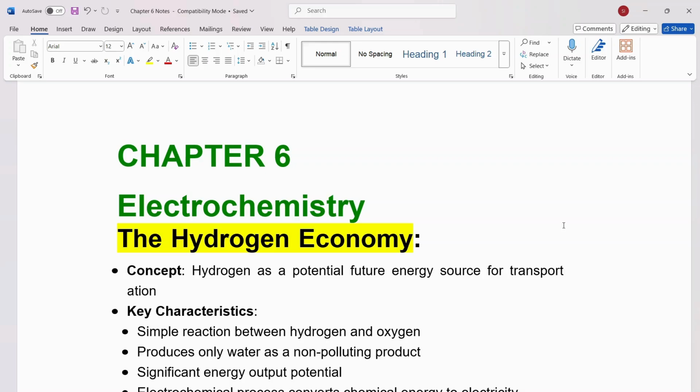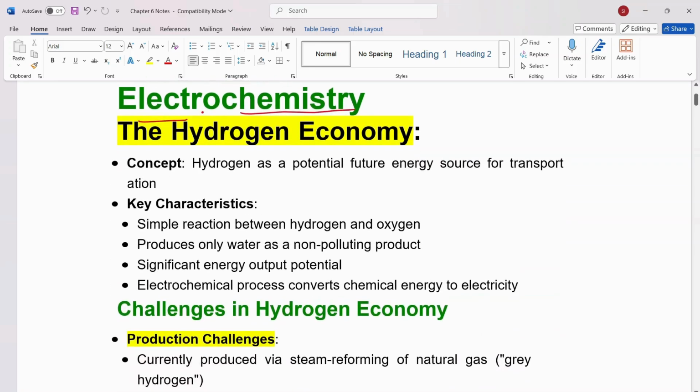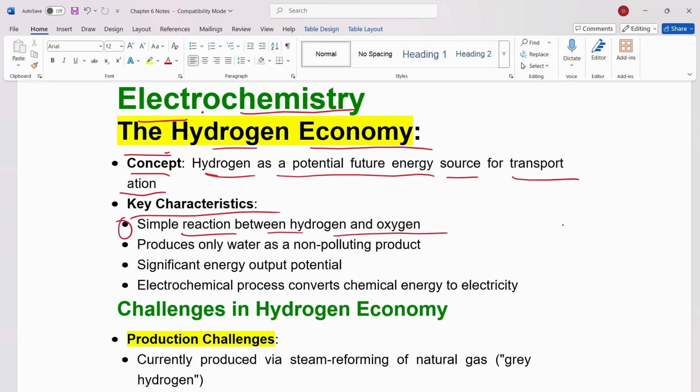Alright, so let's start our next chapter, electrochemistry. Let's discuss the hydrogen economy. The concept is hydrogen as a potential future energy source for transportation. Key characteristics include a simple reaction between hydrogen and oxygen, producing only water as a non-polluting product, and significant energy output potential. Electrochemical process converts chemical energy to electricity.